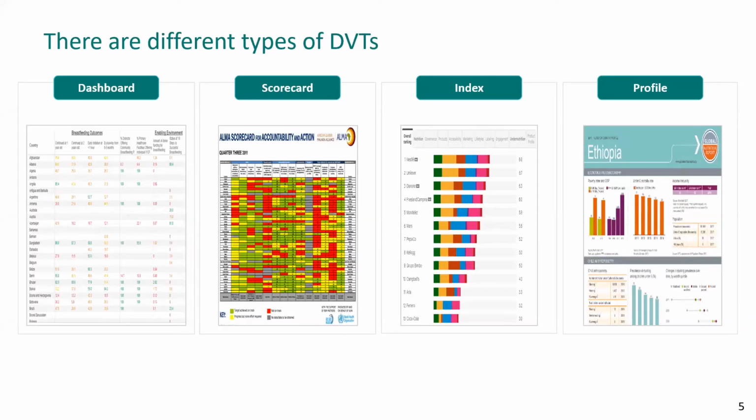So first, tools that are aimed at promoting accountability. That is, am I making progress towards my goals? Second, tools aimed at supporting management decisions and actions. That is, am I doing what I need to do to achieve my goals? And then third, tools aimed at informing.